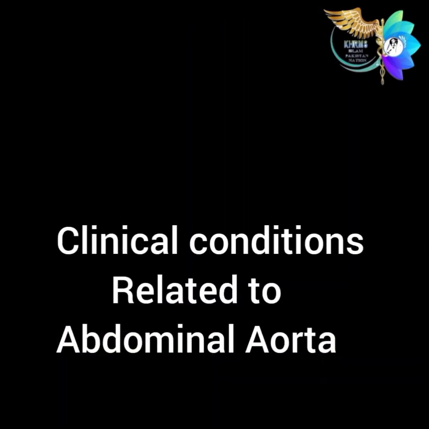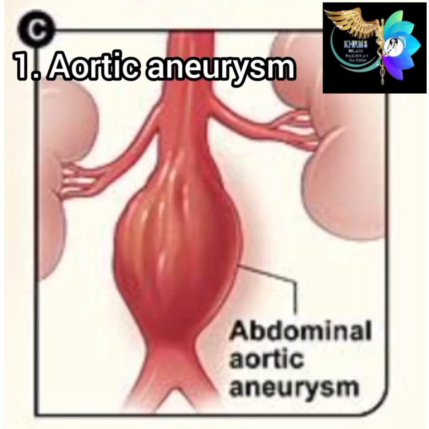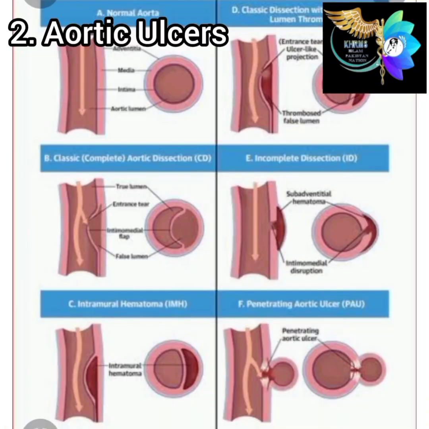Now let's see some clinical conditions related to abdominal aorta. First is the aortic aneurysm and another is aortic ulcers.